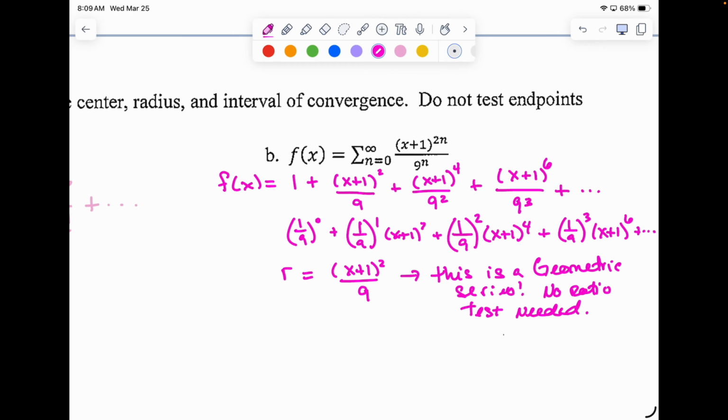Okay, so we expanded it. We discovered that it was a geometric series, no ratio test needed. The rule for the ratio test is that our R value needs to be less than 1. Its absolute value needs to be less than 1, which is why we put it between -1 and +1.